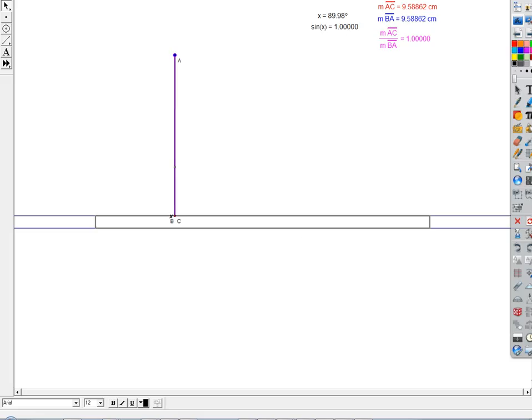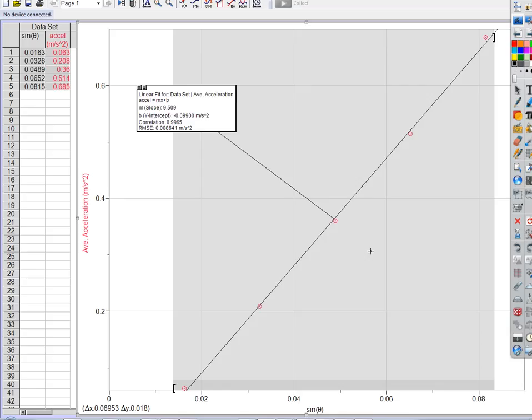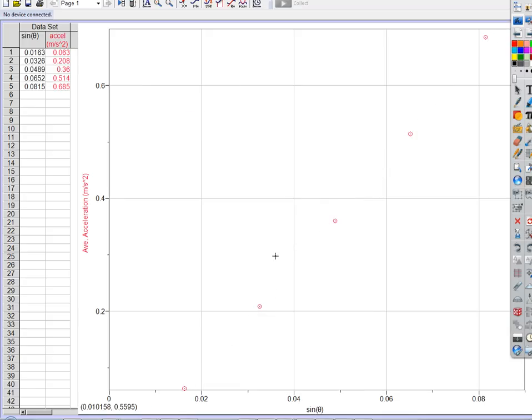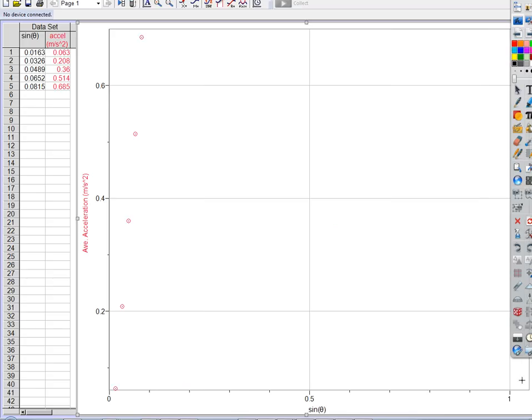So this graph represents essentially question 3, I think it was. That's question 3 right there. But question 4 wants us to do something a little different. Question 4 wants us to extrapolate that line. So we're going to go down here and change this to go out to 1, so sine theta goes to 1. I'm going to make it 1.05, so it goes a little beyond that.